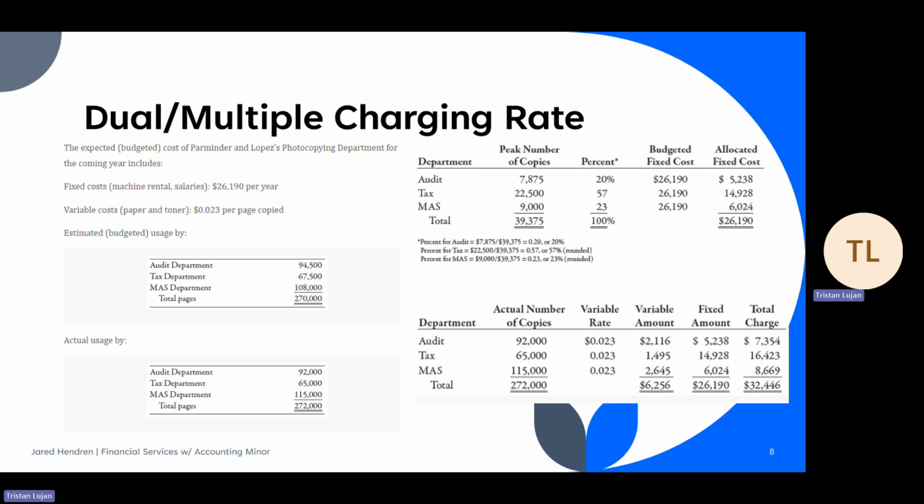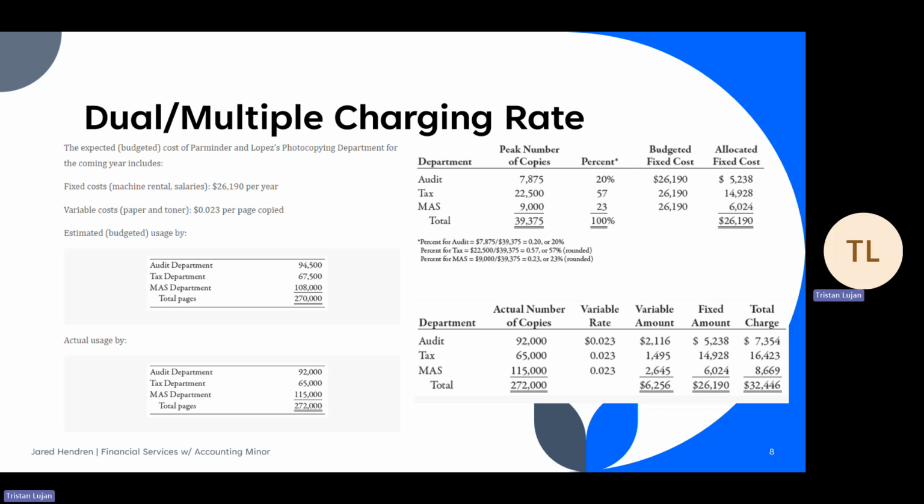We divide that number by the total across all departments to get a percentage rate to apply to each department. We can then multiply it by the budgeted fixed costs that we had before to get the allocated fixed cost for each department. Then, finally, we can use the two rates we have for each department to assign costs, which is what you see in this final snippet here.